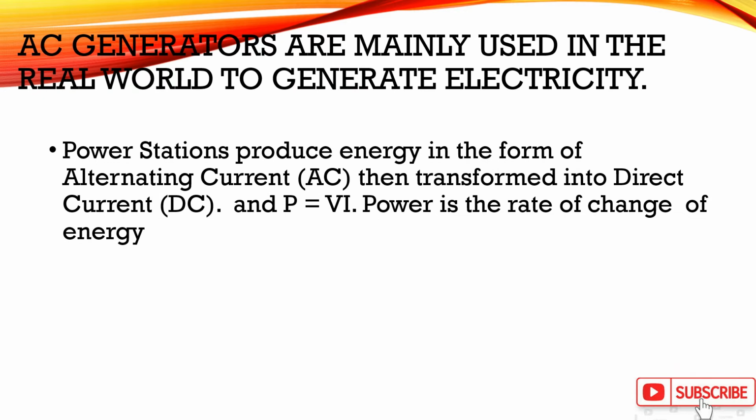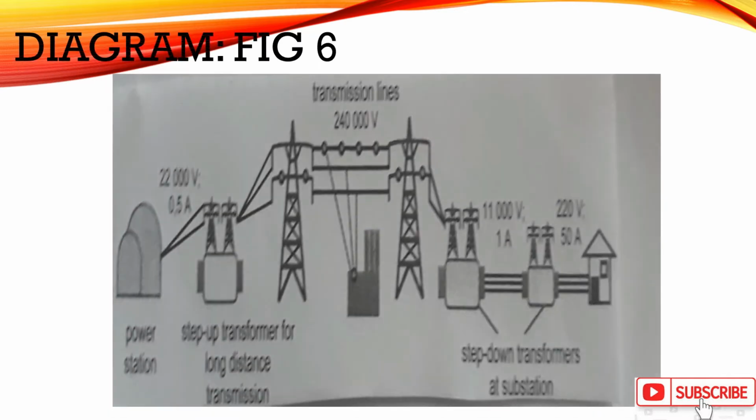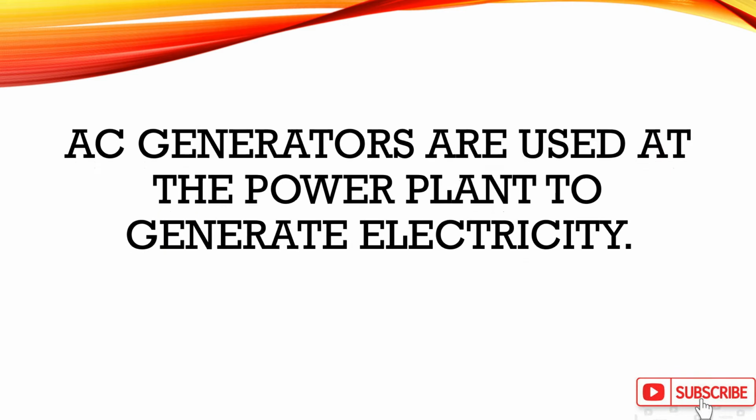AC generators are mainly used in the real world to generate electricity. Power stations produce energy in the form of alternating current, AC, then transform it into direct current, DC. Power is the rate of change of energy. P is equal to VI. Power is equal to potential difference multiplied by current. Have a look at the following diagram. Alternating current generators, AC generators, are used at the power plant to generate electricity.